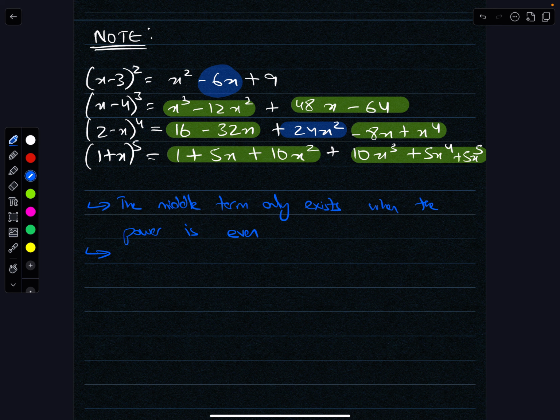And one more fact, the number of terms in an expansion is always one greater than the power.